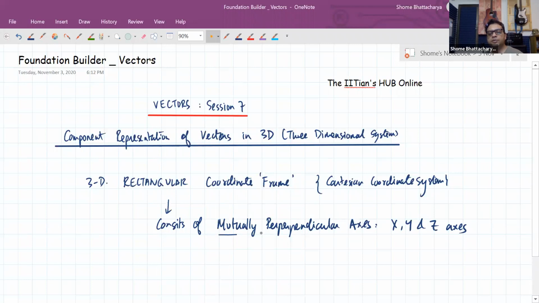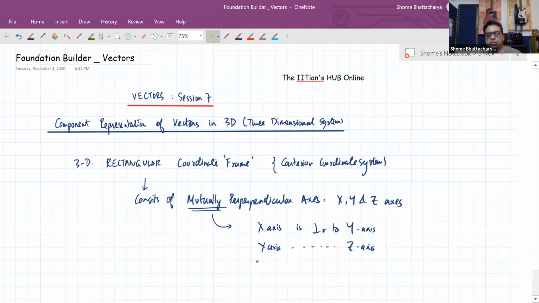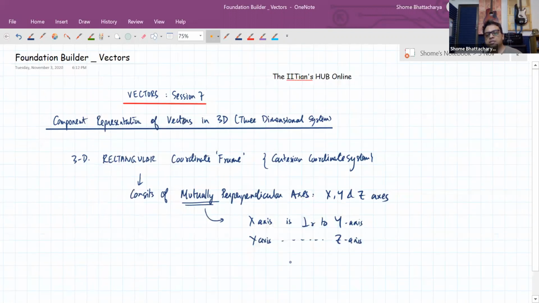So mutually perpendicular, what does this term mean? It means that X axis is perpendicular to Y axis. X axis is also perpendicular to Z axis. Okay. And Y axis and Z axis are also perpendicular to each other. So any pair of axes among the three are mutually perpendicular with respect to each other. That is the meaning of the term mutually perpendicular.